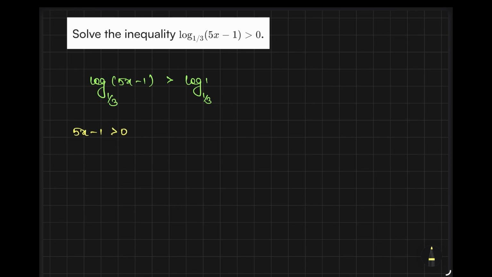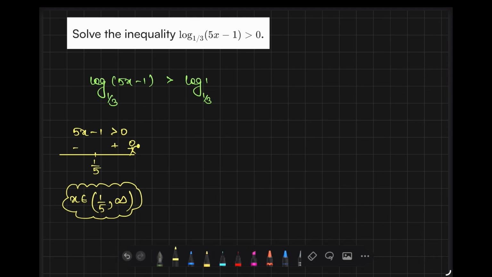So the argument should be what? Positive. Can I plot them on the number line? So it is 1 by 5, with plus and minus signs. Now, you know that you have to consider the positive room. So x belongs to what? x belongs to 1 by 5 to infinity. So this is your domain.